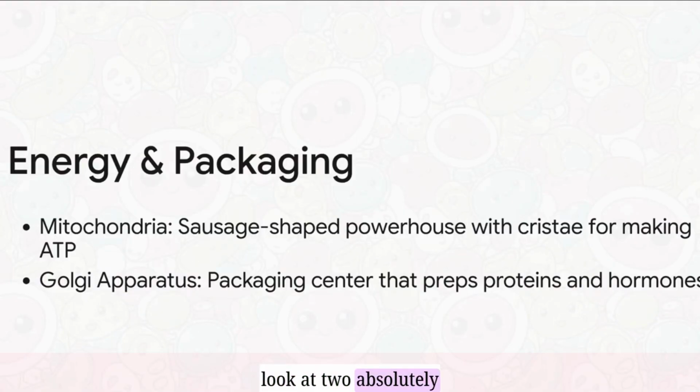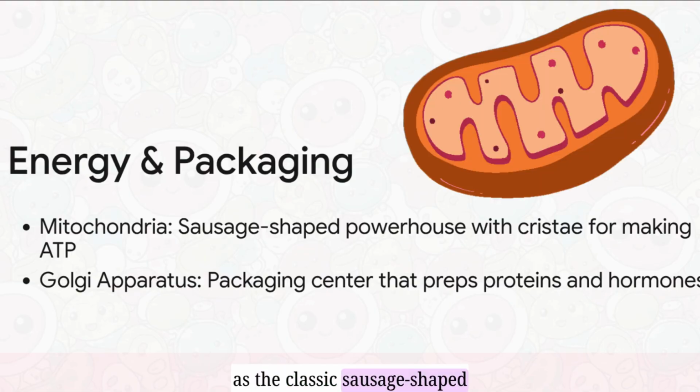Let's look at two absolutely vital organelles. You probably know the mitochondria as the classic sausage-shaped powerhouse of the cell, but notice why it's powerful. Its inner membrane is folded into structures called cristae to dramatically increase its surface area, which lets it generate maximum ATP energy from pyruvic acid. It even has its own DNA, which is wild.